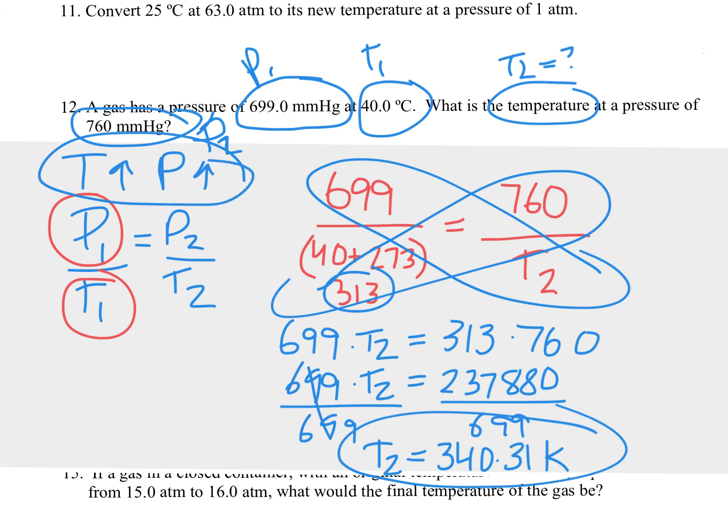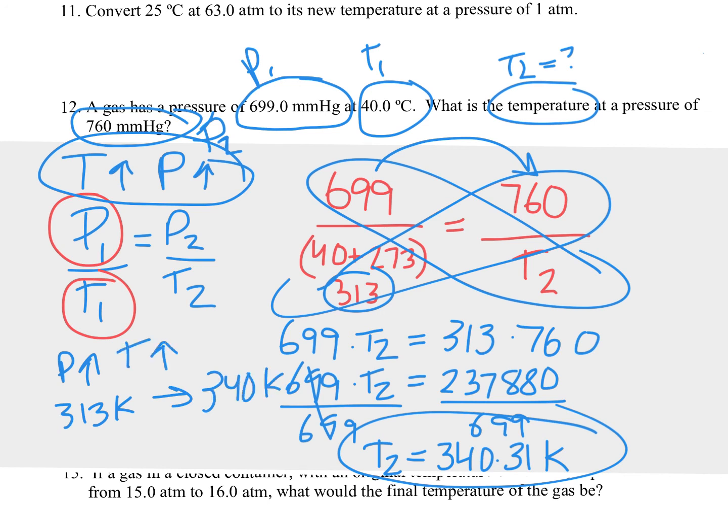So the question is, did this direct relationship hold true? The temperature, did it increase if the pressure increased? Well, we know the pressure went from 699 to 760, so pressure increased. Let's look at the temperature. The temperature started at 313 Kelvin and went to 340 Kelvin or so. So as the pressure increased, so did the temperature. Yes, this is a direct relationship, and perfect. We are all set. So this gas law holds true.